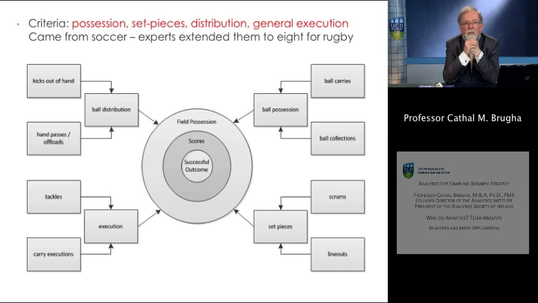So we then went to the experts and asked them, does this really follow for rugby? And they said, yes and no. Yes, it follows that you need those things, possession, set pieces, distribution, and general execution, except that in rugby it's a bit more complicated. Why? Well, for instance, in set pieces, you've got scrums and lineouts. In ball possession, you've got ball carries and ball collections. So it actually breaks down into 8.